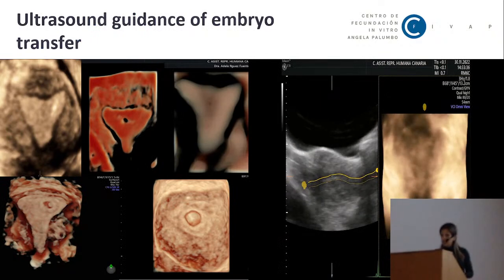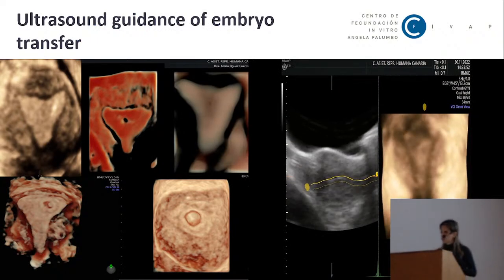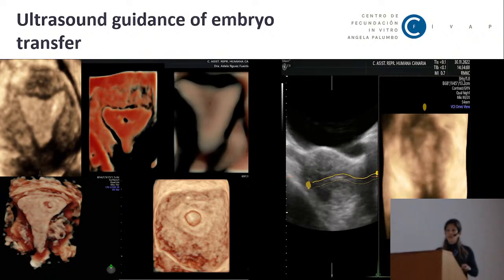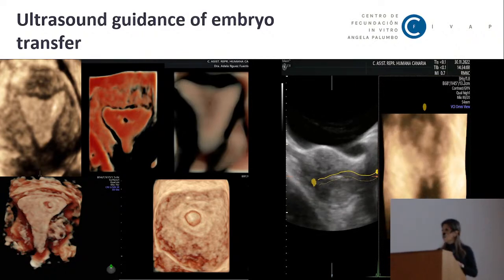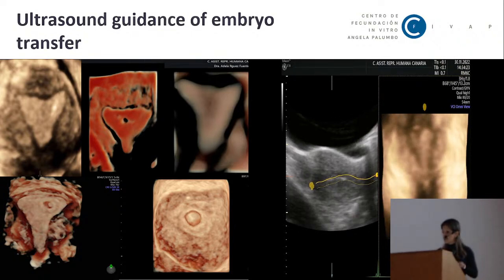We will continue to investigate the possibility of 3D and 4D ultrasound guidance in embryo transfer, and day by day we are looking for new applications of the different tools that this can offer us, as you have seen along this course.